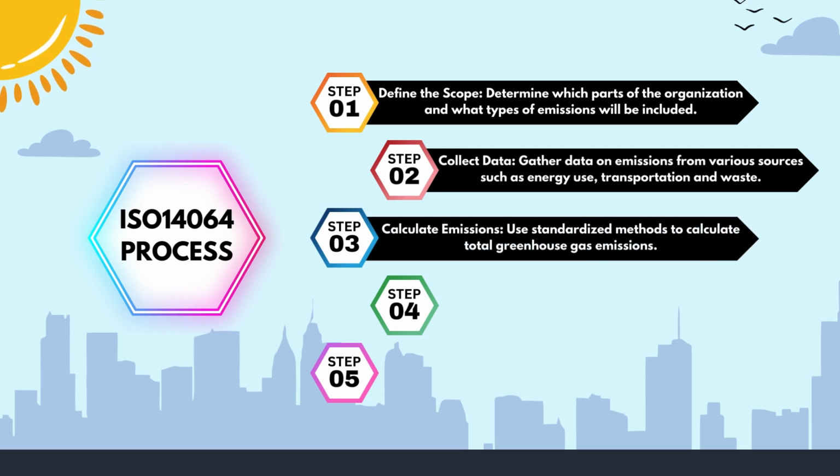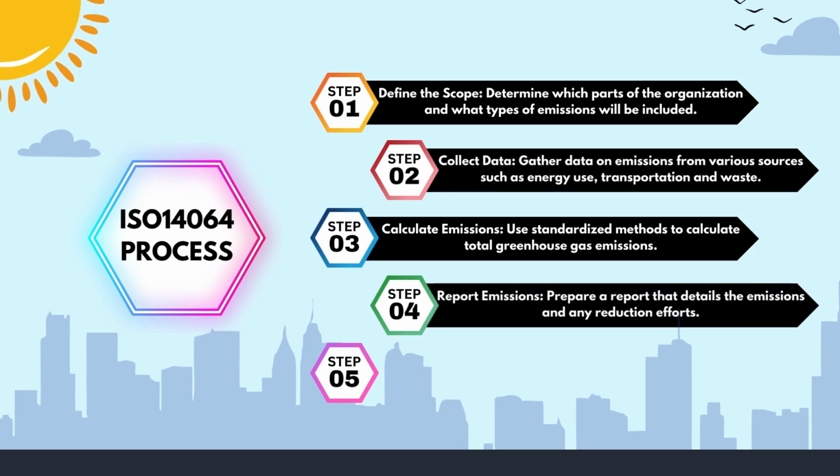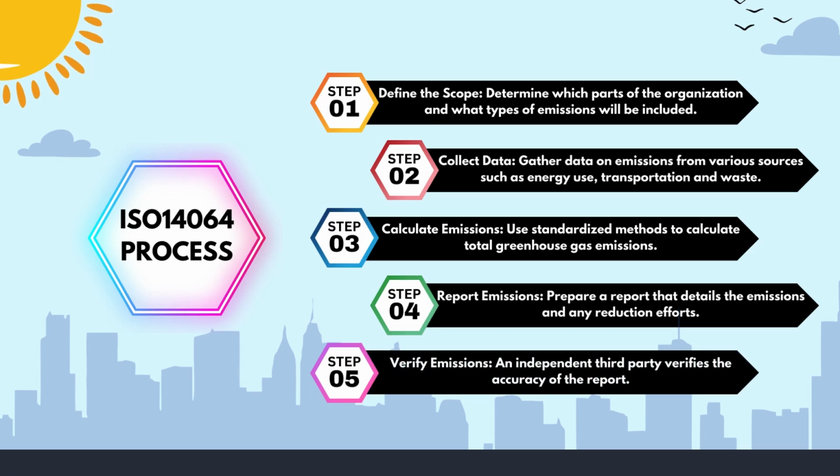Third, calculate emissions. Use standardized methods to calculate total greenhouse gas emissions. Fourth, report emissions. Prepare a report that details the emissions and any reduction efforts. Fifth, verify emissions. Independent third parties verify the accuracy of the report.